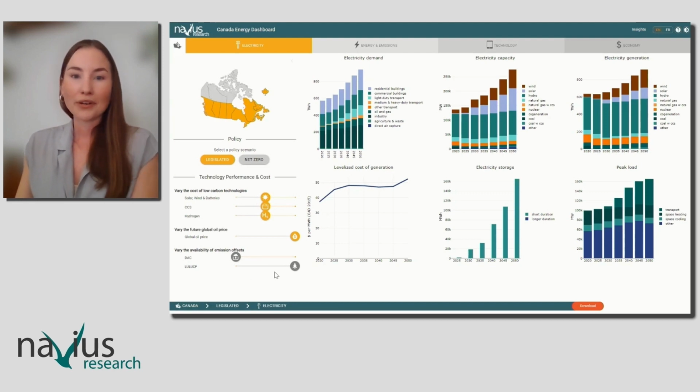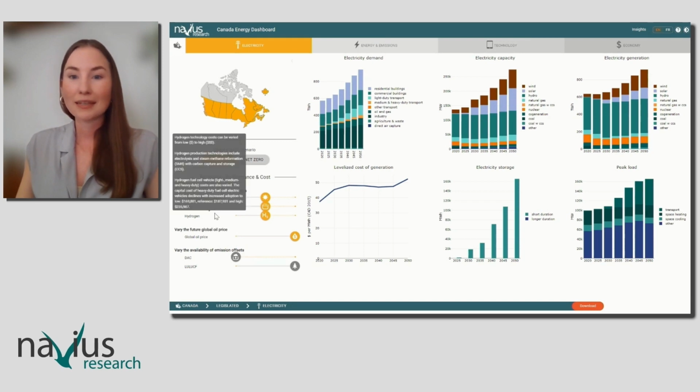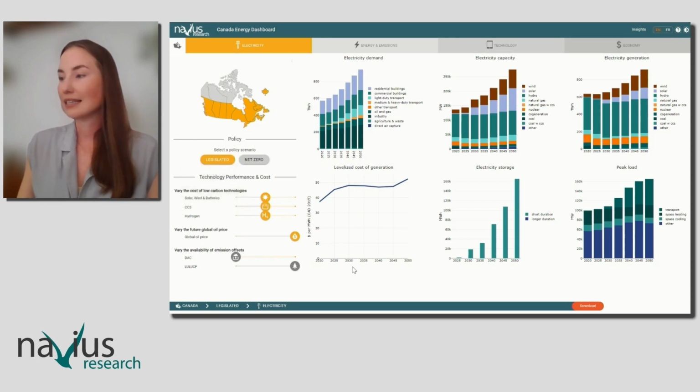You can see a summary of these policy and technology assumptions if you hold your cursor over the lever. And for those of you who want to understand these assumptions in more detail, you can see that in the downloadable model documentation, which you can access by selecting download here in the bottom right. I'll show you what that looks like in a moment.